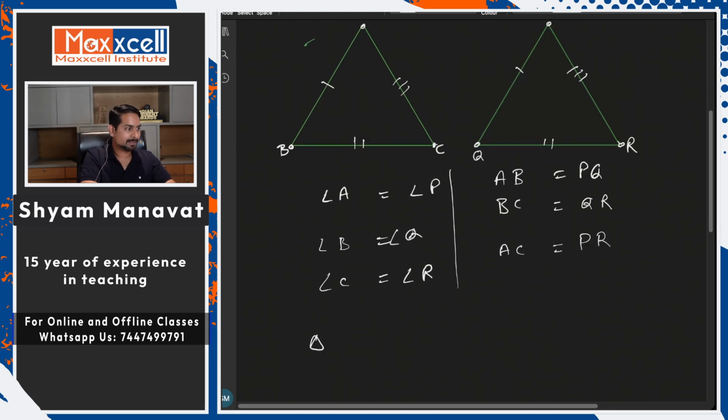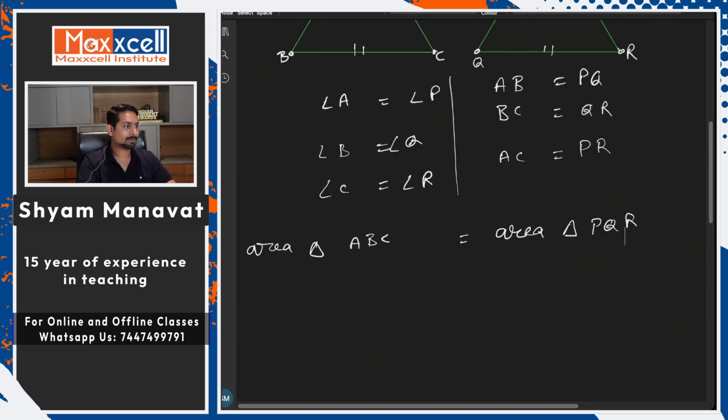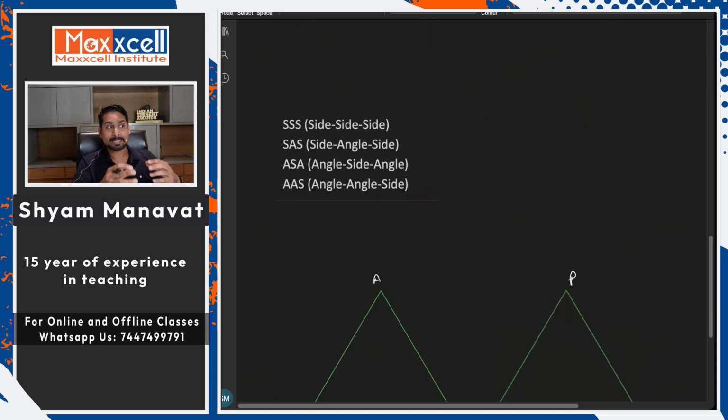That means the area of triangle ABC is equal to the area of triangle PQR. Everything is equal. I hope you're understanding. Now these corresponding points can differ also. Let's try to understand in how many ways you can prove two triangles to be congruent, and how you find the corresponding points and sides.